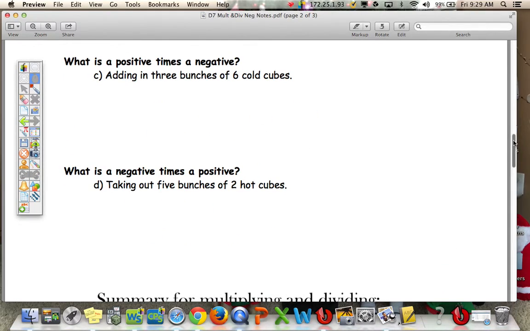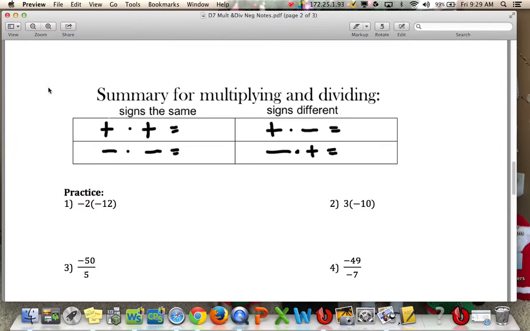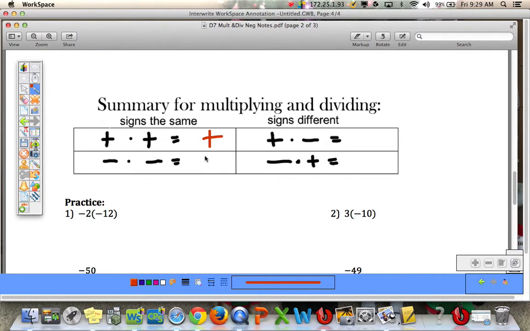Let's summarize. And again, most of you are really strong with these rules. When you're multiplying and dividing only, if the signs are the same, then you will get a positive answer. A positive times a positive is a positive. A negative times a negative is a positive. If the signs are different, however, it doesn't matter what order, but if you have one positive and one negative, your answer will be negative.